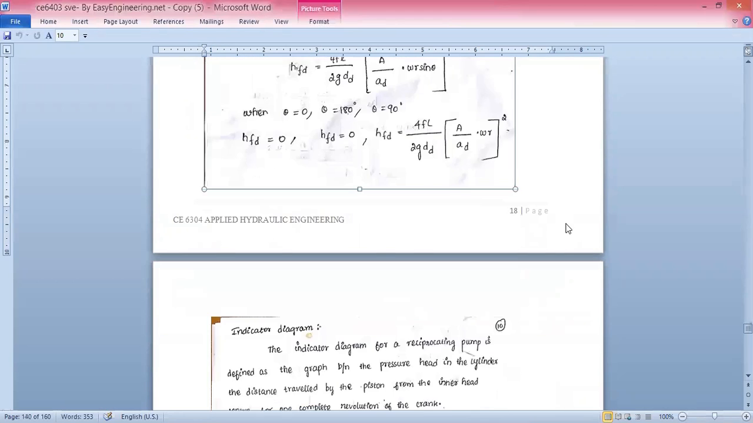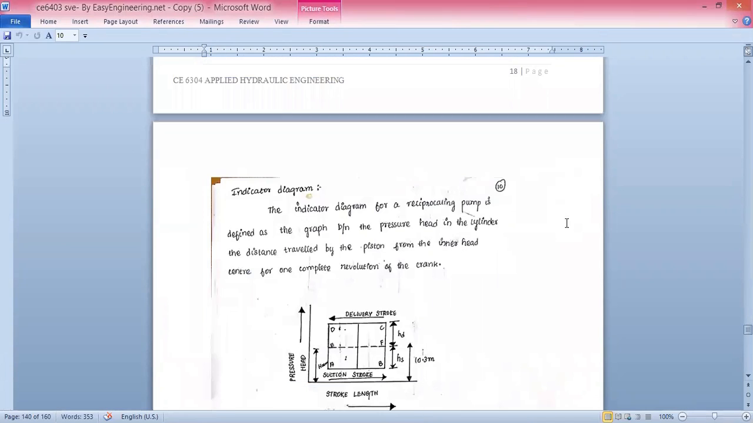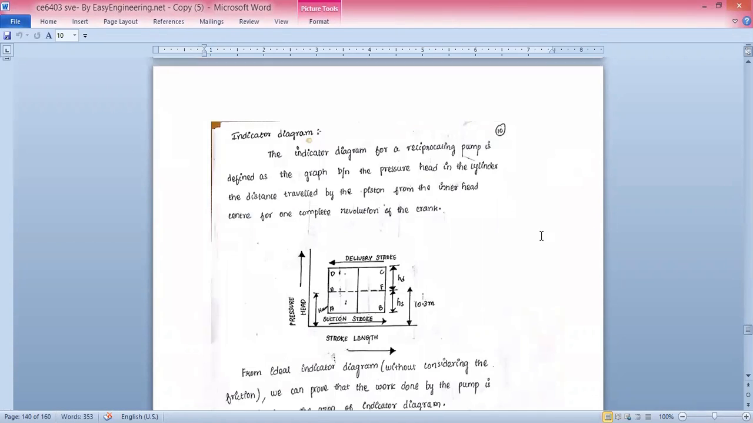Now the next topic in the part of the reciprocating pump is the indicator diagram. Let's see what this is. The indicator diagram for a reciprocating pump is defined as the graph between the pressure head in the cylinder and the distance traveled by the piston from the inner dead center for one complete revolution of the crank.